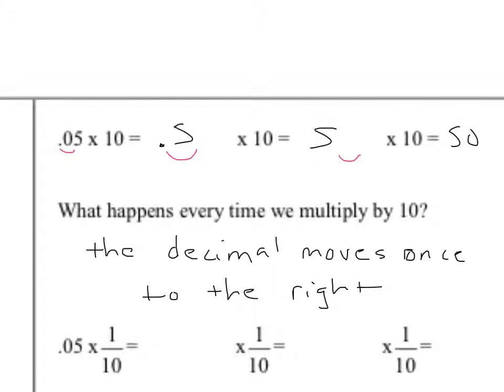Well, because the first one was moving to the right, it's gaining more. So it wouldn't make any sense for it to move to the left, because if we're multiplying by 10, the number should be getting greater.